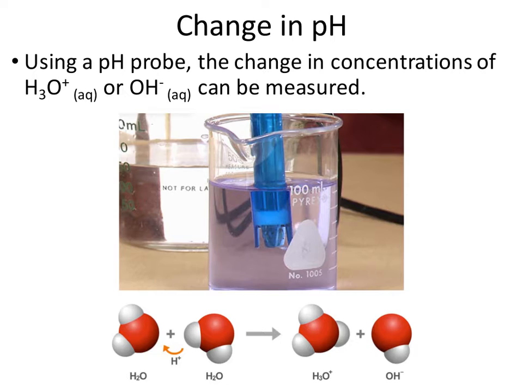We can also look at pH. So using a pH probe, we can look at the change in concentration of H3O+, which gives us a pH over time. So again, for our rate here, the rate would be the change in pH over the change in time.